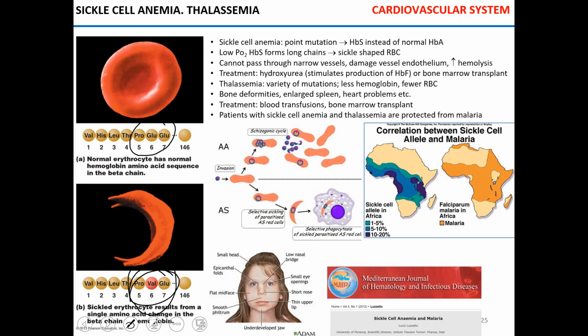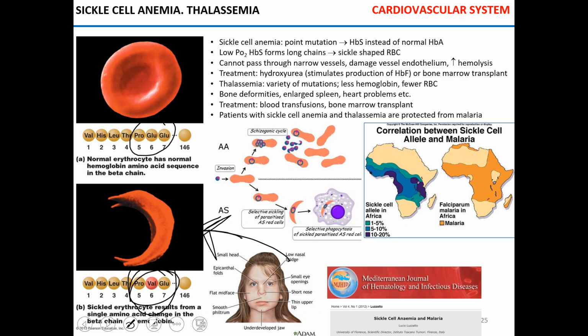And that little change leads to the deformity of the red blood cells. They become shaped like a sickle, here you can see on this bottom image. These sickle-shaped cells cannot pass through the vessels, which damages the endothelium and increases the hemolysis. Low number of functional red blood cells leads to hypoxia in tissues.